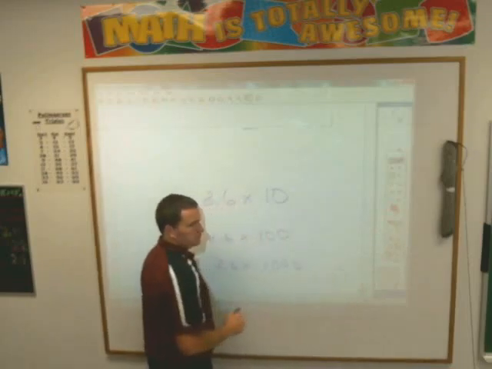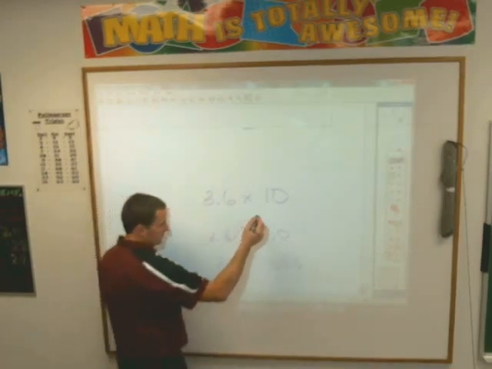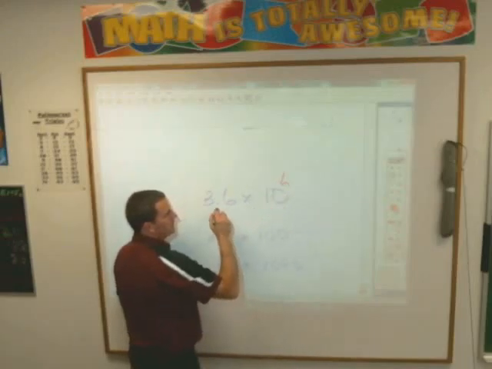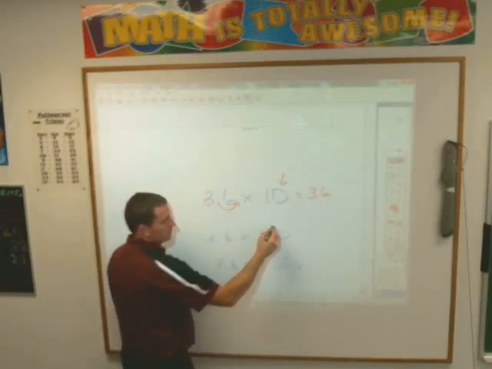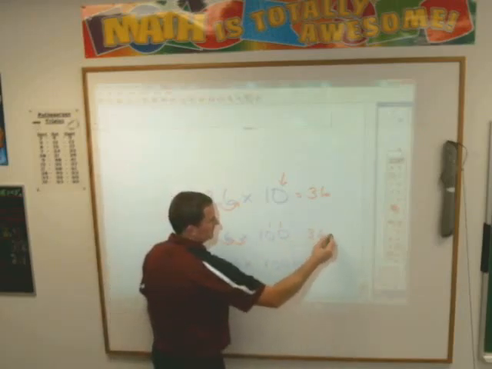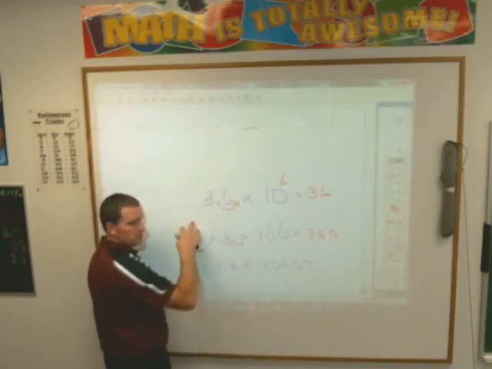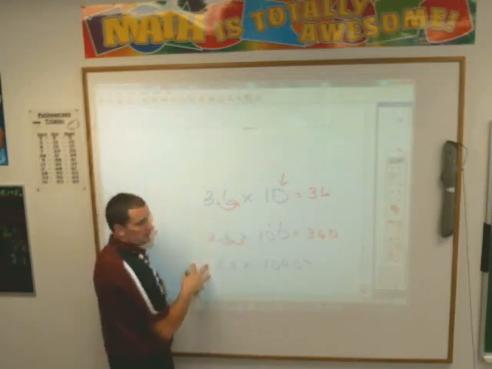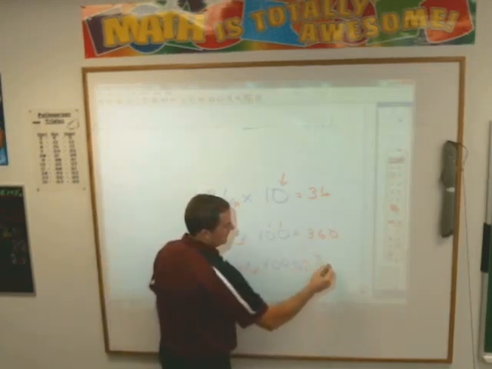My answer for those, Peter, would be for the first one? 36. Yes, because however many zeros there are is how many places you just move the decimal to the right. This is 36. 2 zeros means you move the decimal 2 places. It's 360. You should love to see tens, hundreds, thousands, and millions because you don't need to do any work with those. This is times 1,000, so you move it 3 places to the right.